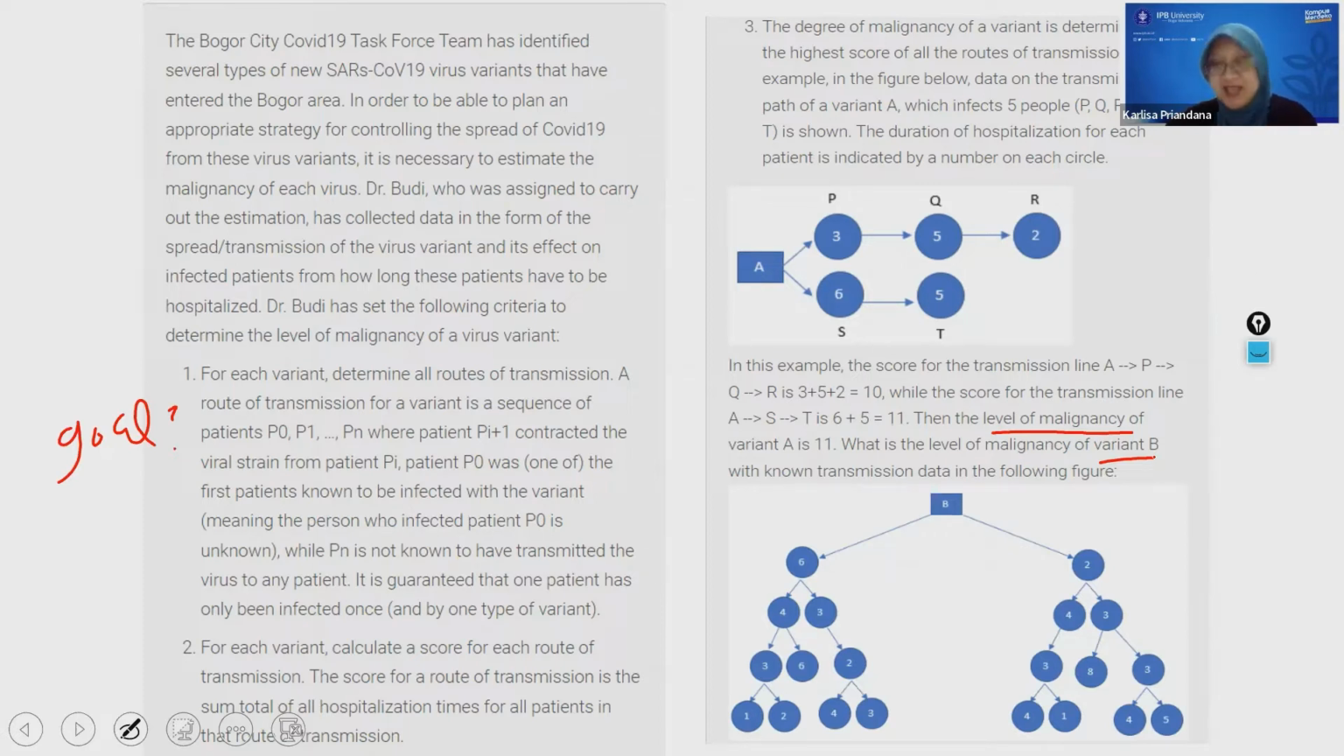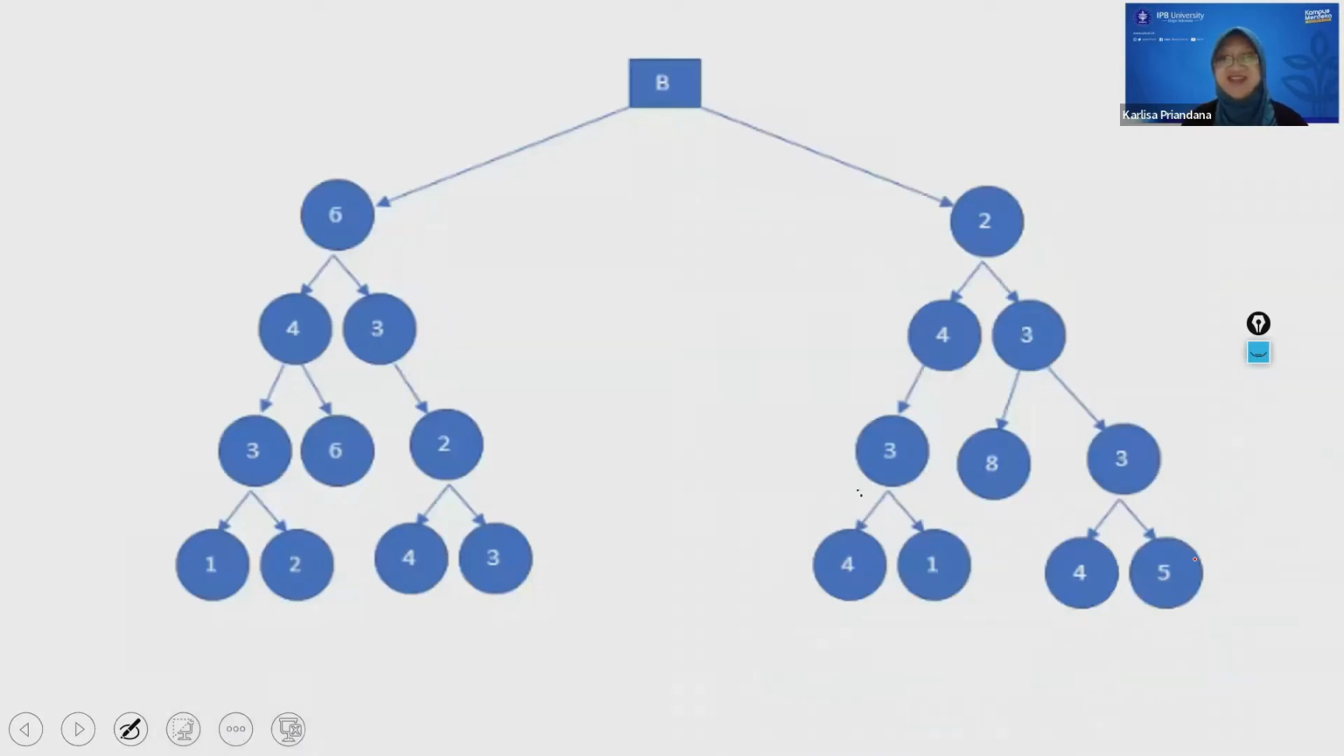To calculate the level of malignancy, you need to calculate the maximum score for transmission. For example, if you have a virus where the score here is 10 and the score here is 11, meaning the score of malignancy is 11. You take the maximum score out of 10 and 11. And I will zoom in on the transmission data for variant B. It's actually like this. And the question is, what is the score of malignancy for this virus?